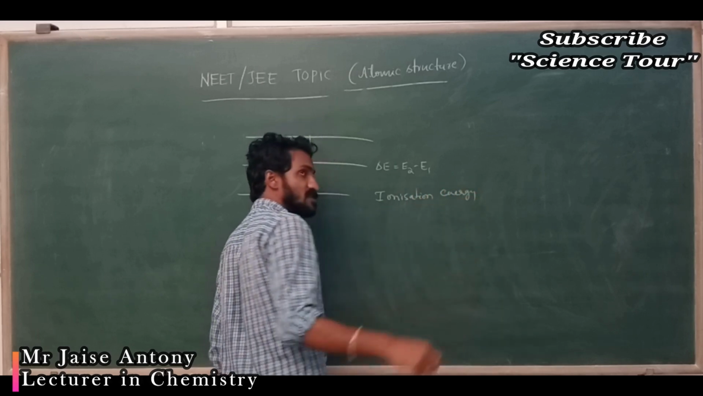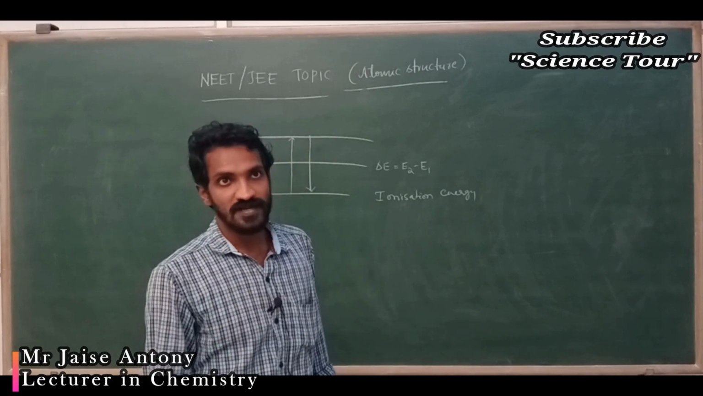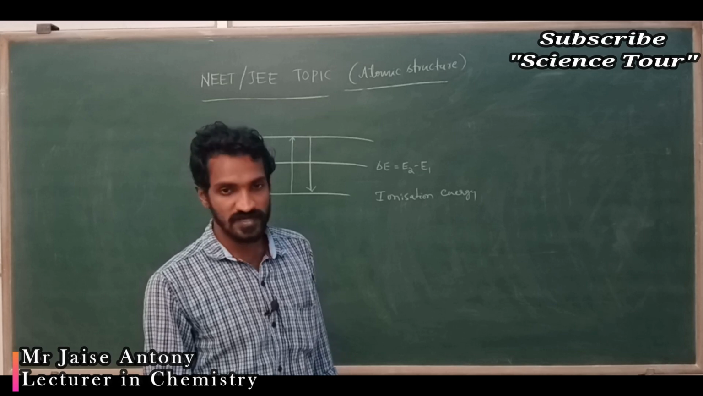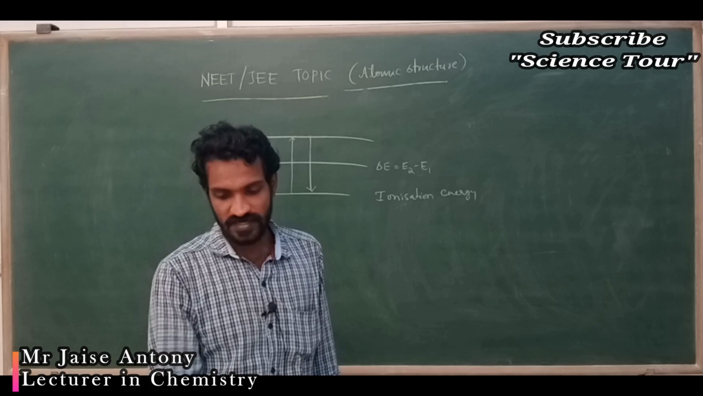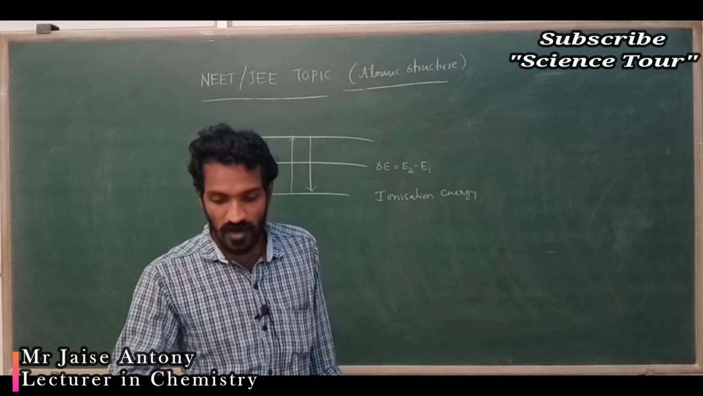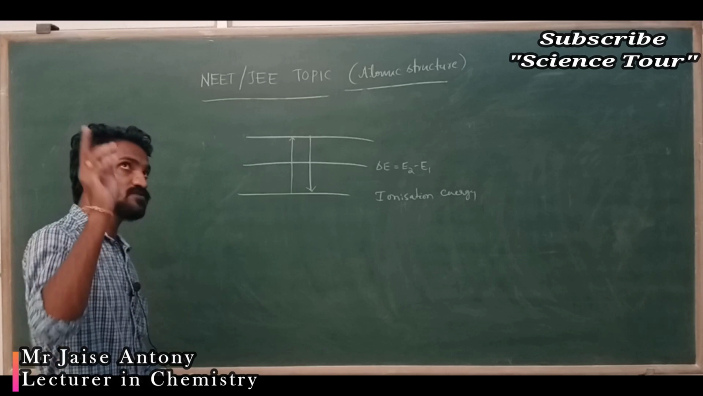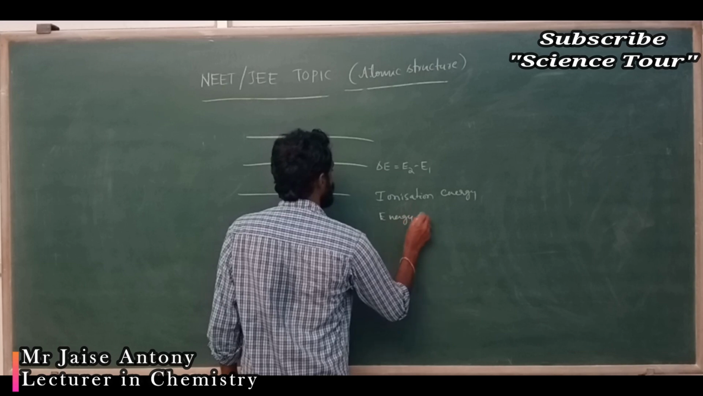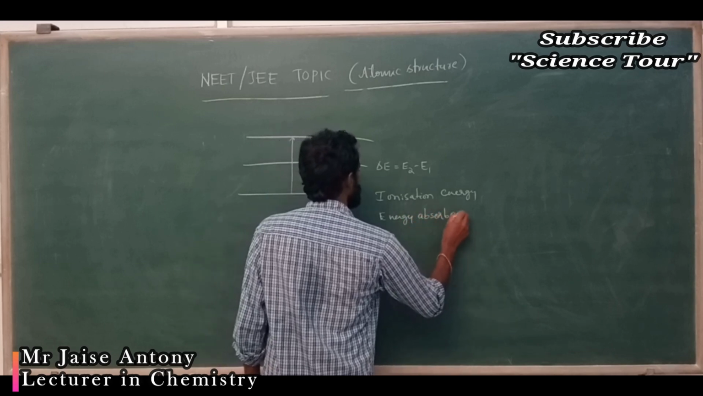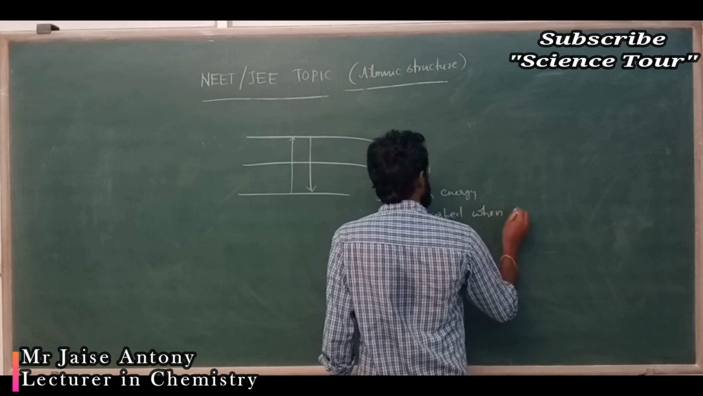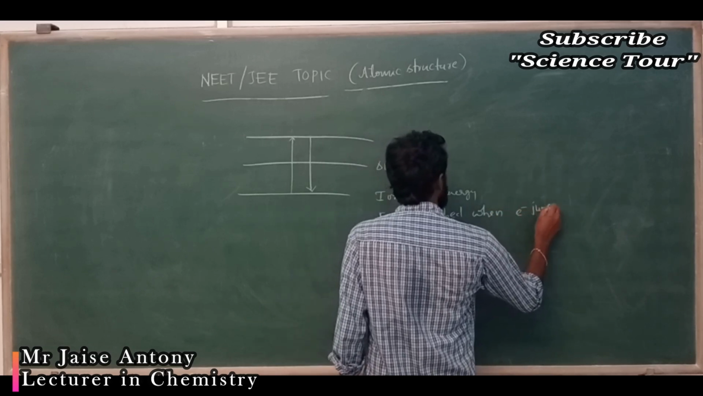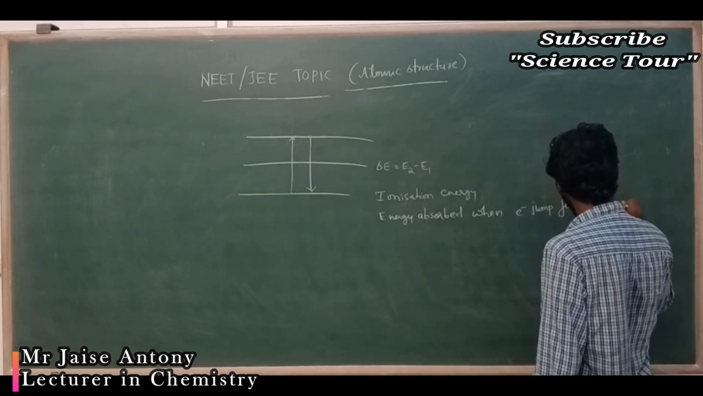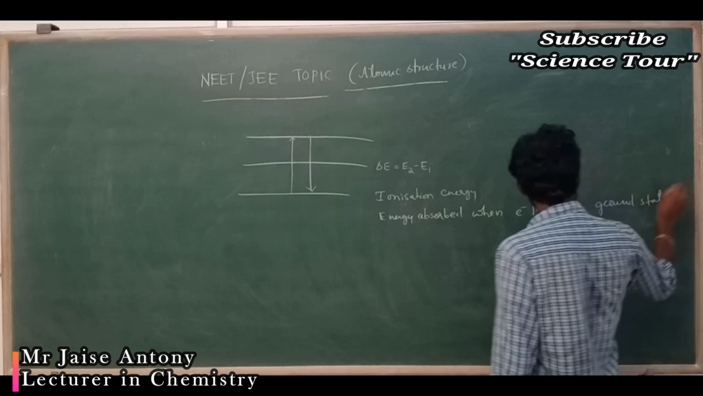It is actually given in periodicity: the energy required to remove one electron from a neutral gaseous atom is called ionization energy. That is different. But in this one, it is given that it is the energy absorbed when an electron jumps from the ground state to infinity.